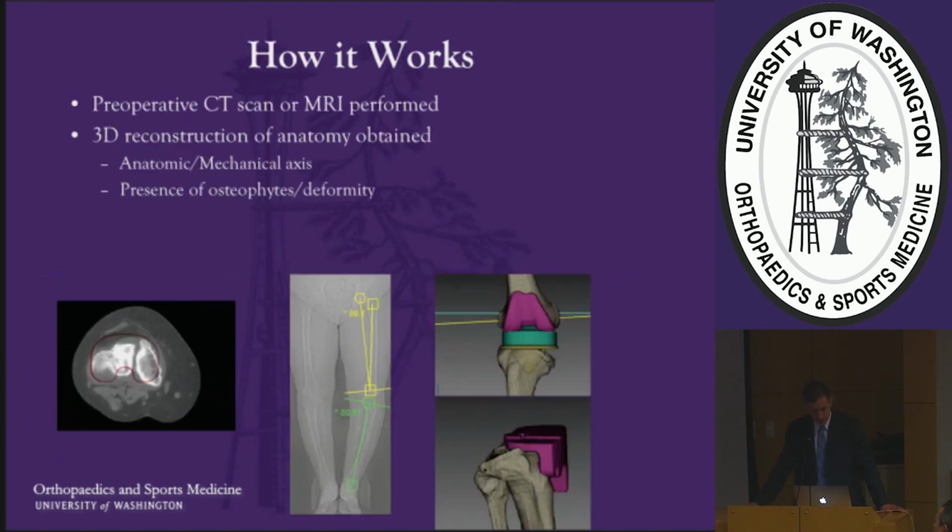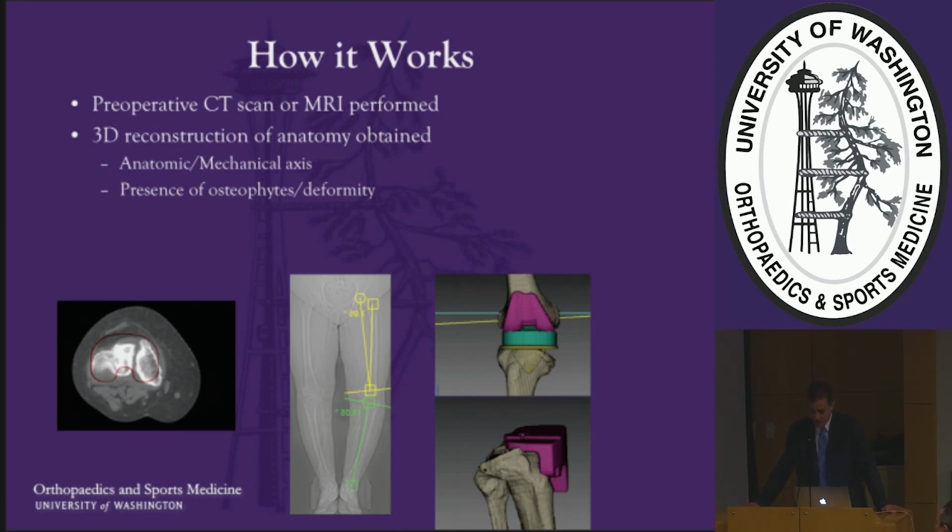There's a couple different types. There is this CT and MRI guided type, and there's also a patient-specific type for different genders and types of people. That's something Dr. Manner is going to touch on. But in this case, a patient is scheduled for surgery and undergoes a preoperative CT scan or a preoperative MRI. And the data from the scans is inserted into a computer and a 3D reconstruction of the patient's anatomy with all of their deformities, osteophytes, mechanical, and anatomic axis is generated.